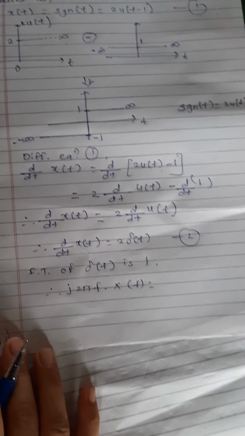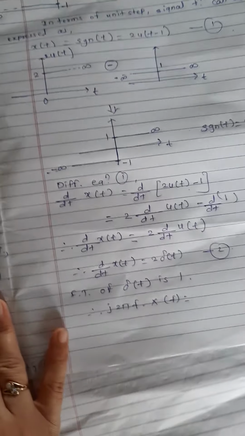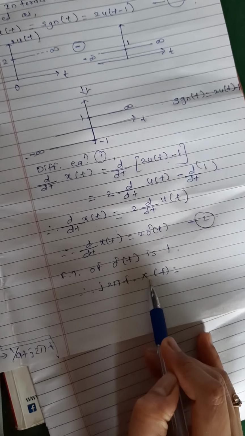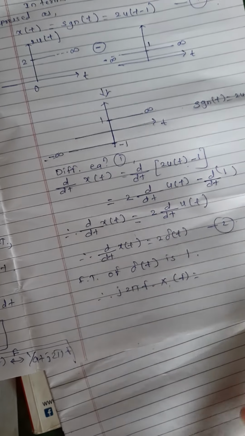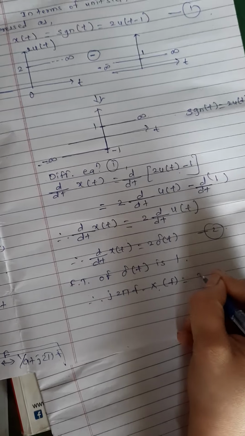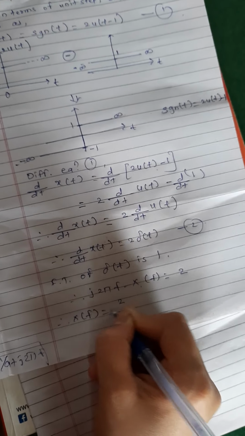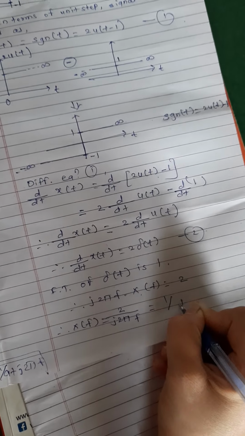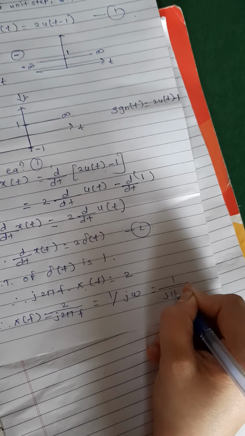So the Fourier transform of this x of t is this one. This is by using the differentiation property. So it is equal to 2. Therefore X of f is equal to 2 by j 2 pi f, which is equal to 1 by j pi f.